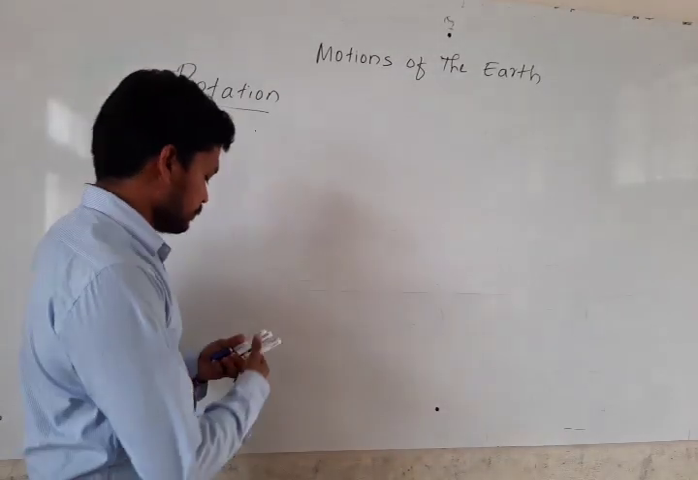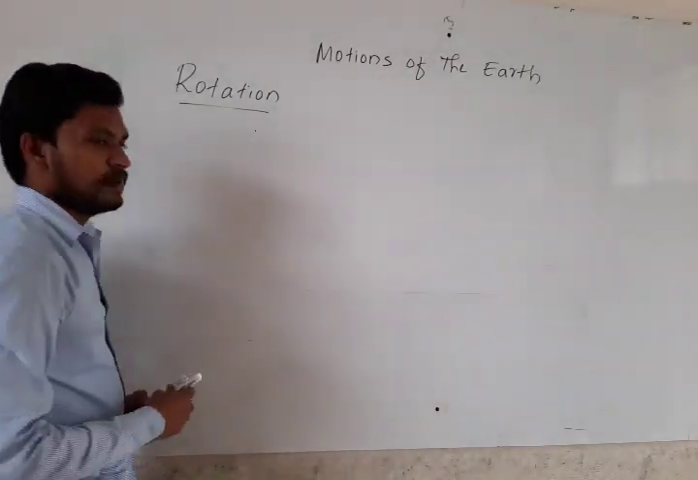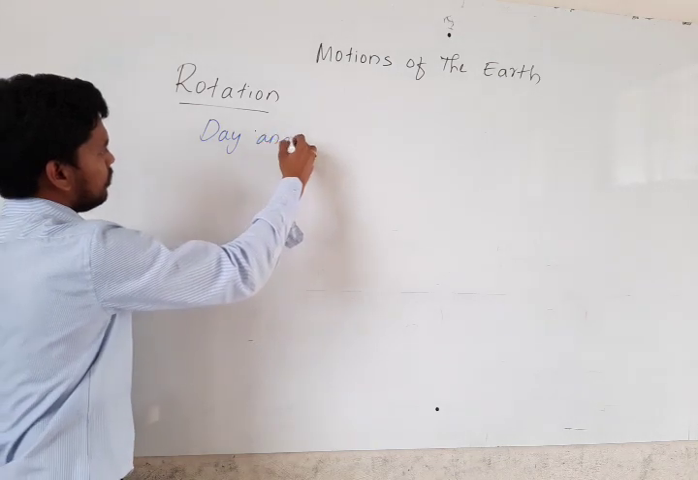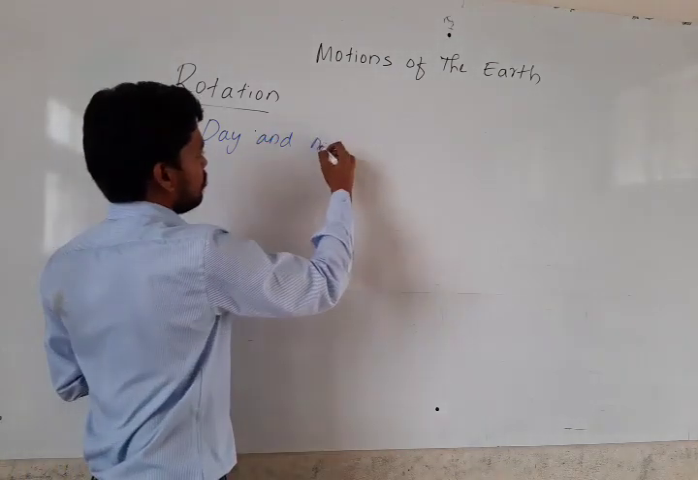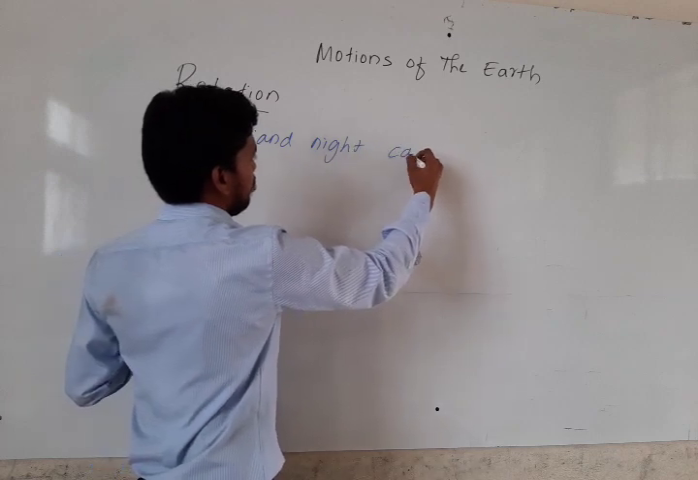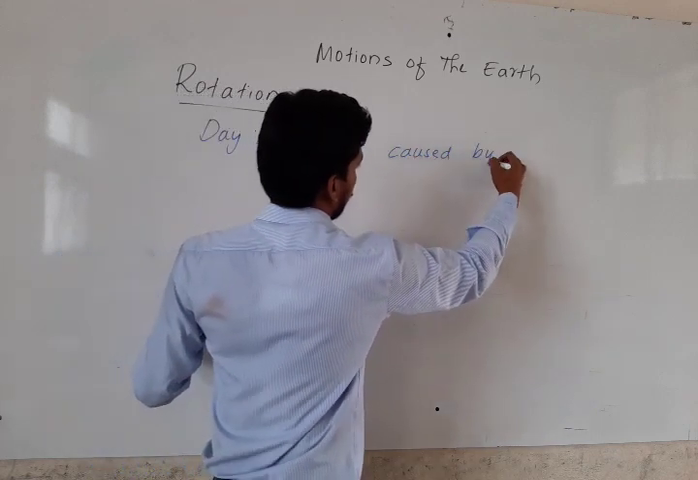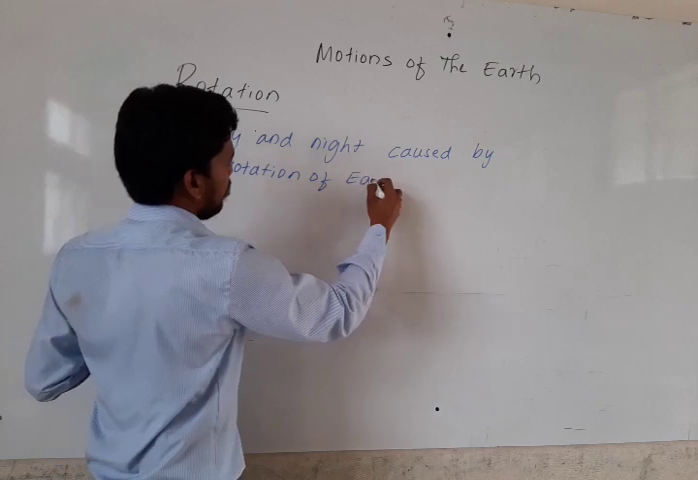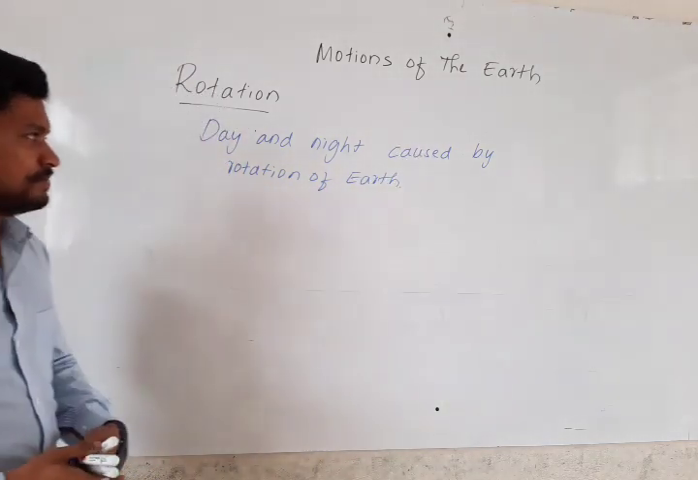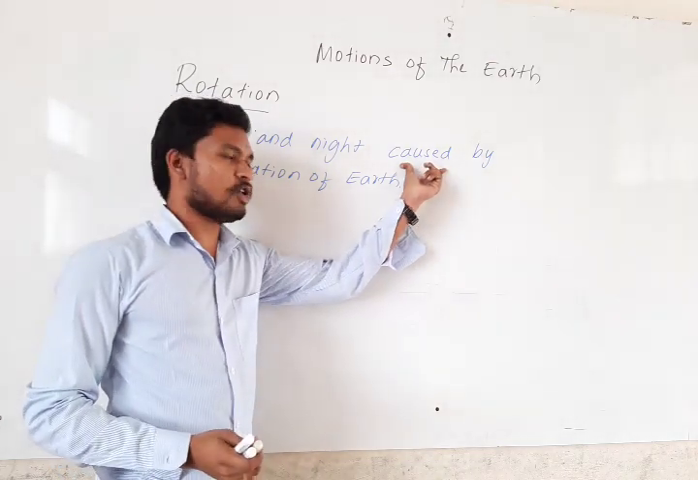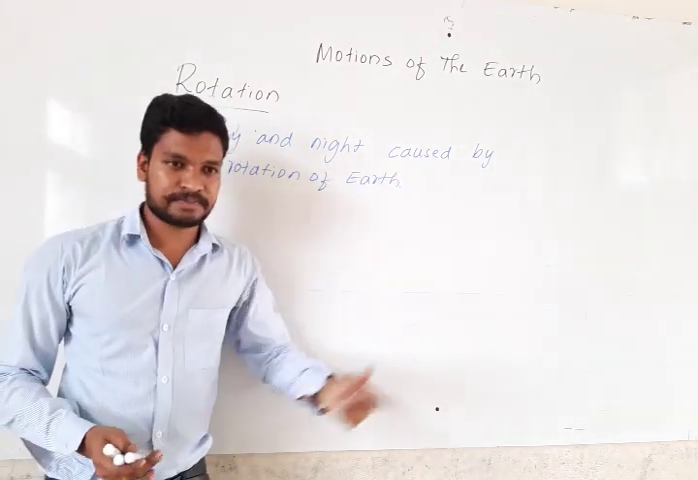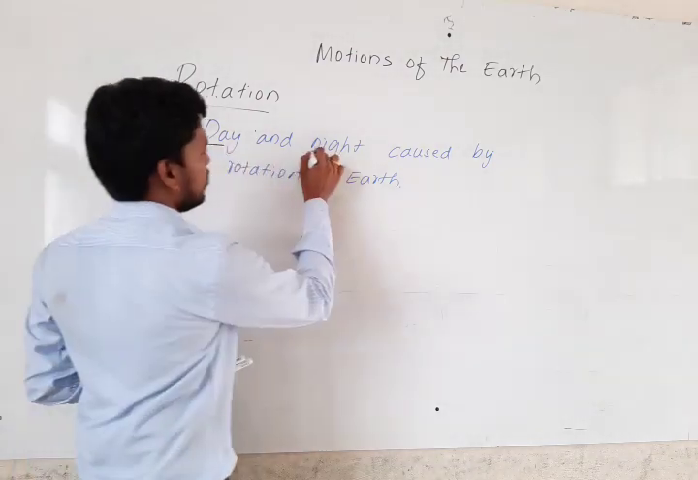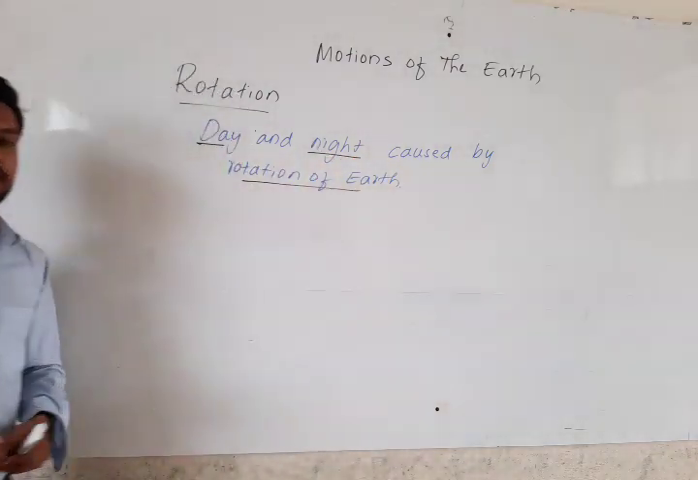So because of the movement of Earth, the rotation of Earth, we get day and night. Day and night are caused by the rotation of Earth. The reason for having day and night on Earth's surface is the rotation of Earth.